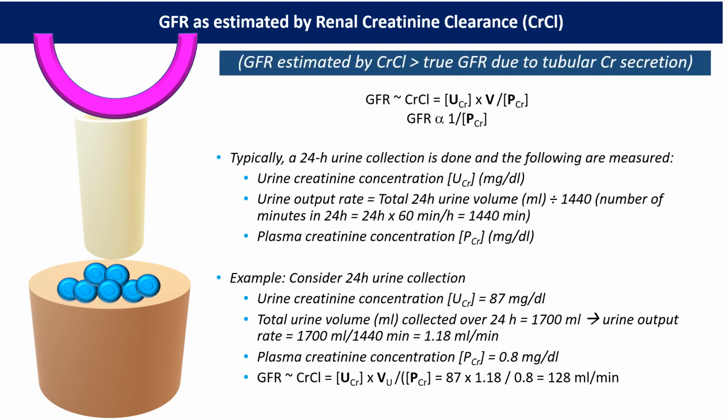Again, it is important to understand that the GFR estimated by creatinine clearance is greater than the true GFR because of tubular secretion of creatinine into the urine. We count all the creatinine in the urine bucket as if they all come from glomerular filtration, but some creatinine actually come from tubular secretion. This is why creatinine clearance overestimates true GFR.